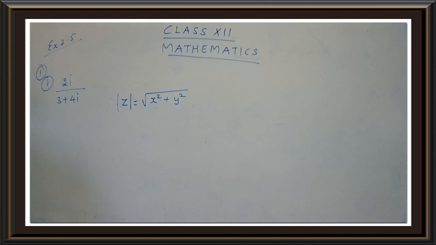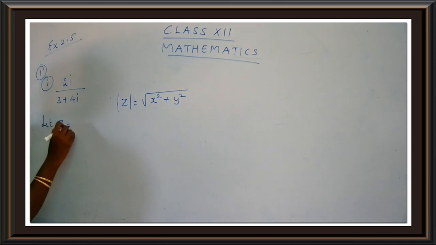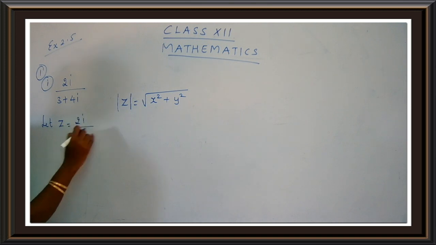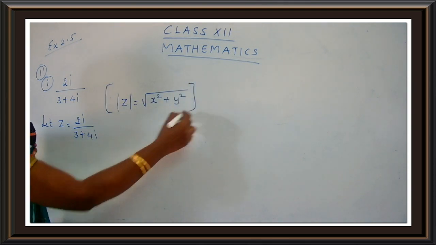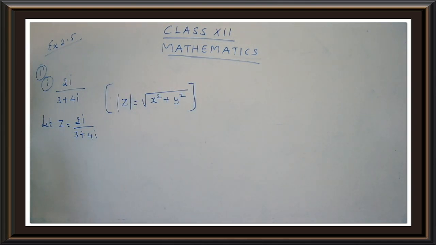Okay. Now, what are we going to do here? We are going to assume the question as z. I'll write down here, let z is equal to 2i upon 3 plus 4i. Take down the sum, children. You can just note down the formula. Let z is equal to 2i upon 3 plus 4i.